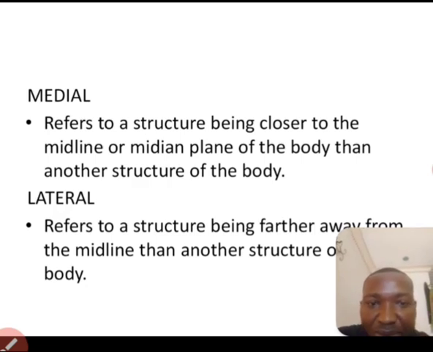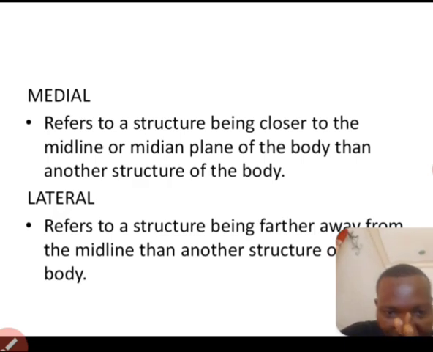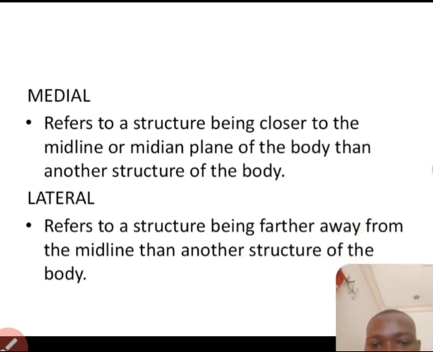Medial refers to a structure being closer to the midline or median plane of the body than another structure. The eye is medial to the ear. Lateral refers to structures being further away from the midline than another structure of the body. The ear is lateral to the eye. Look for other structures that are lateral and write them in the comment section.